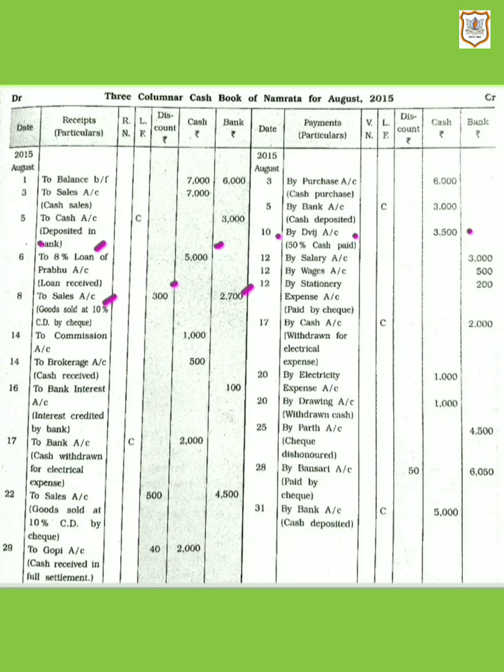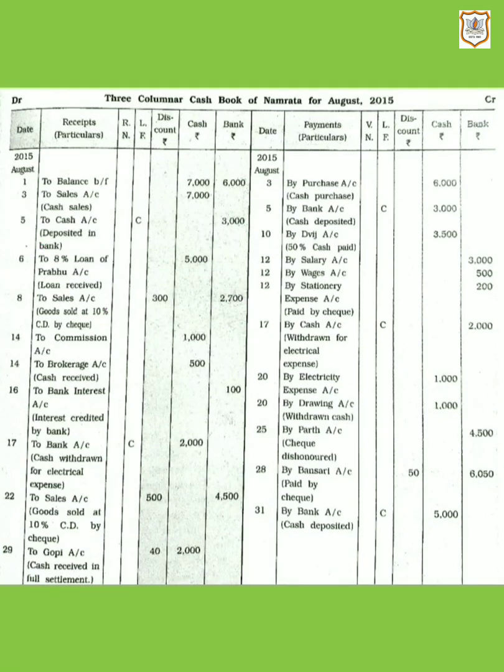Now next transaction, date 12th. Salary of rupees 3,000, wages of rupees 500 and stationery of rupees 200 are paid by check. So here payments have been made for various expenses like salary, wages and stationery by check. So that means our bank balance is reduced. So we will record it on credit side of cash book in bank column. Here bank is the giver.